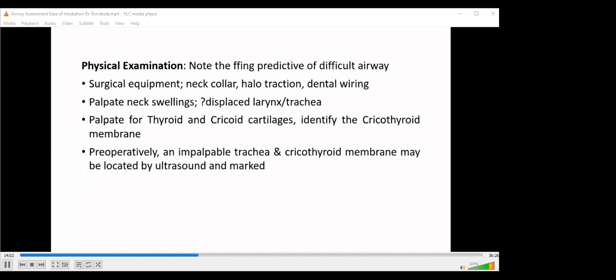Also, we need to note if the patient has any surgical equipment like a neck collar or halo traction that will prevent intubation or mask ventilation. We need to palpate the neck for swellings, and check if the larynx and trachea have been displaced. Before surgery, we need to identify the cricothyroid membrane in case we need to do a cricothyroidotomy. If it is impalpable, it can be located by ultrasound and marked.